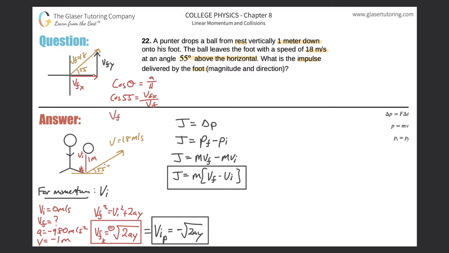So we find that the final velocity in the X direction is going to simply be the final velocity resultant vector multiplied by the cosine of 55. Okay, so this is one.